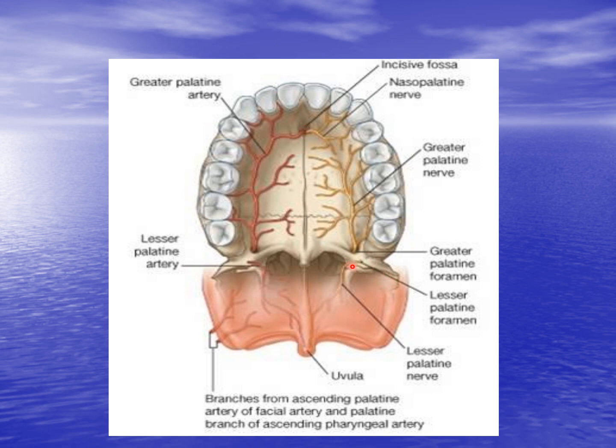The lesser palatine foramina transmit the lesser palatine nerves supplying the soft palate and the lesser palatine arteries supplying also the soft palate. So, to make it easy, the hard palate is supplied by greater palatine nerves and vessels, while the soft palate receives the lesser palatine nerves and vessels.